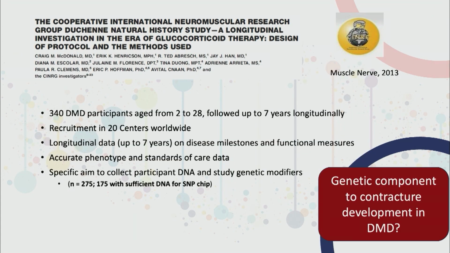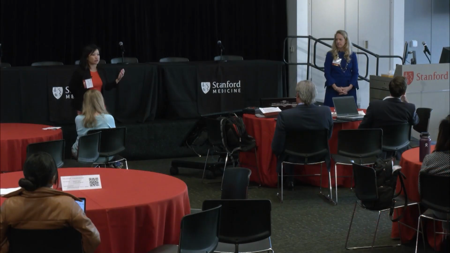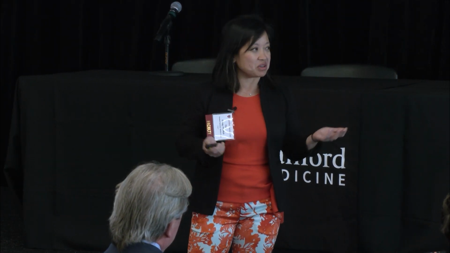So then I'm going to talk about the Synergy Natural History Study because this is part of the emotional component that I have with contractures. Whenever I was thinking about a PhD project, what I wanted to know was what drove what. And since I worked in a genetics lab, they thought, is there a genetic component to contracture development in Duchenne? And we did a genome-wide association study.